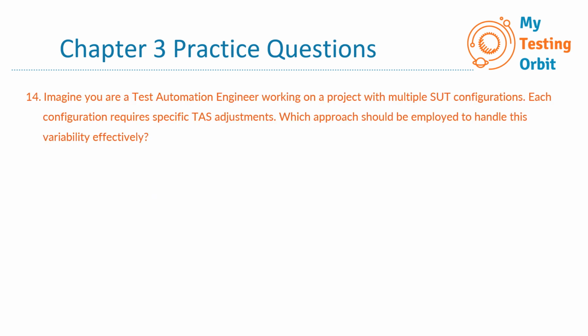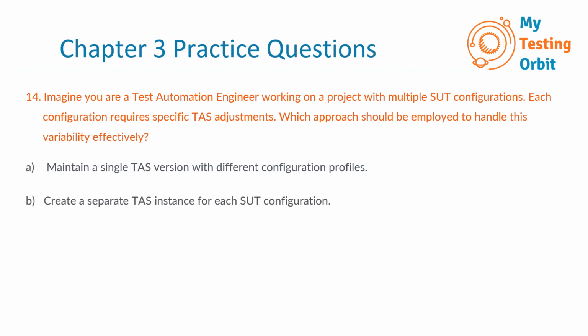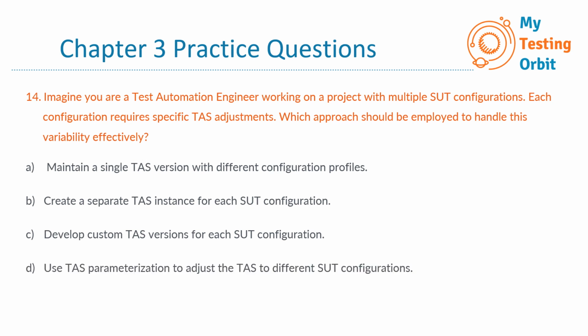Question 14. Imagine you are a test automation engineer working on a project with multiple SUT configurations. Each configuration requires specific TAS adjustments. Which approach should be employed to handle this variability effectively? Option A, maintain a single TAS version with different configuration profiles. Option B, create a separate TAS instance for each SUT configuration. Option C, develop custom TAS versions for each SUT configuration. And option D, use TAS parameterization to adjust the TAS to different SUT configurations.